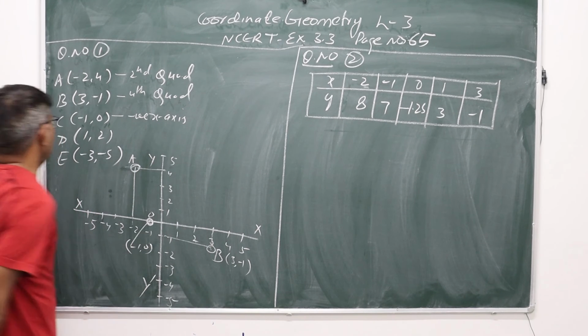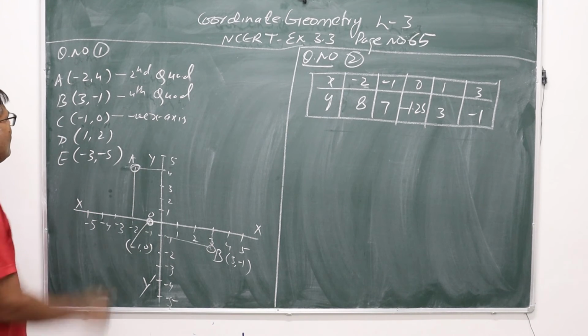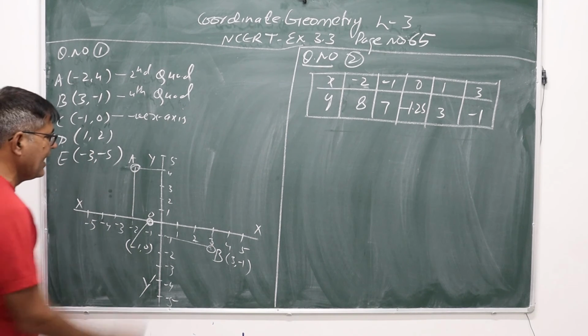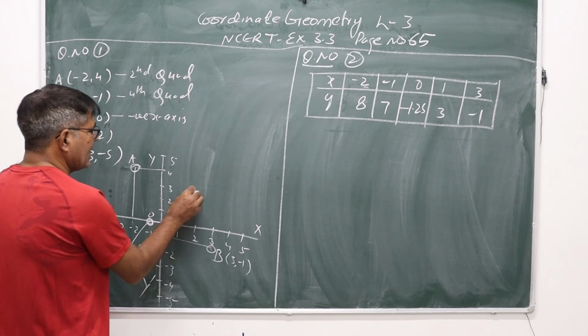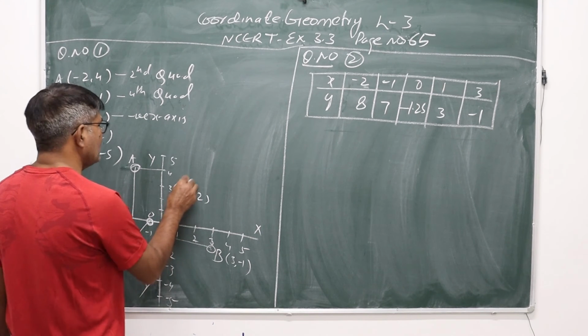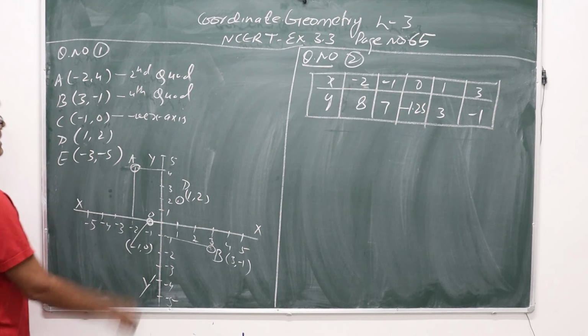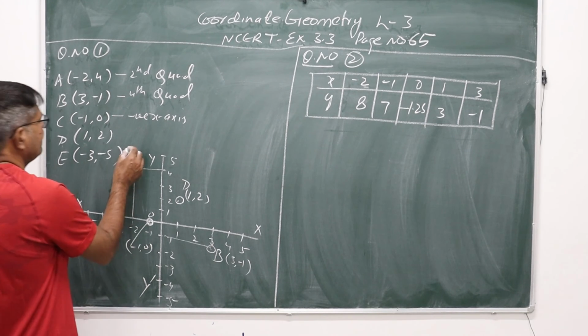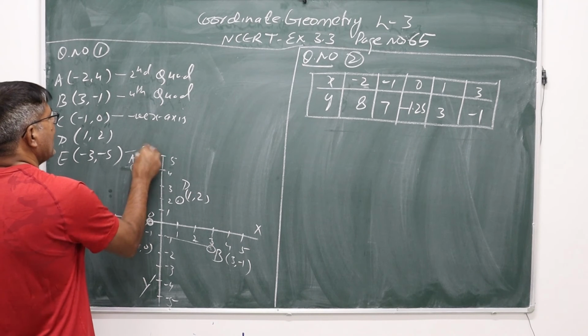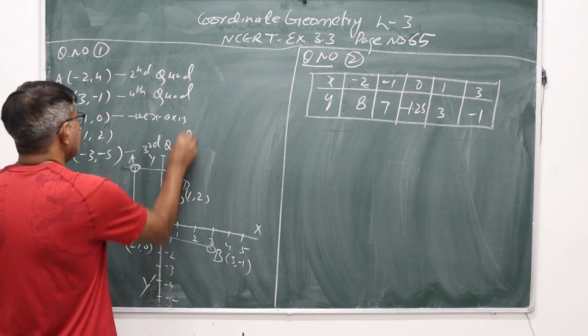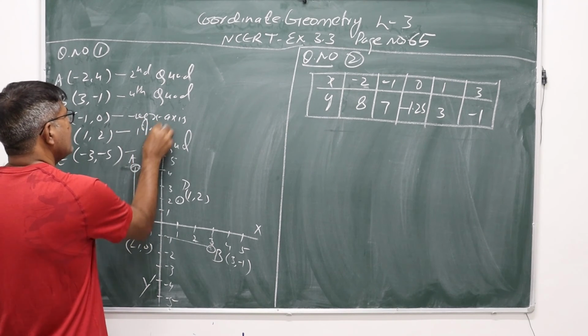This is the location. Then D point is 1, 2, both are positive, so first quadrant. x 1 है और y 2 है. This is 1, 2, point is your D. Then next point is -3, -5. X is negative, y is also negative, so this is your third quadrant. So this was the third quadrant, this was the first quadrant.